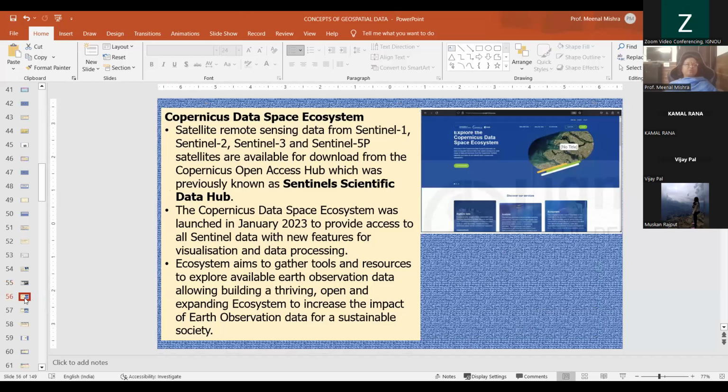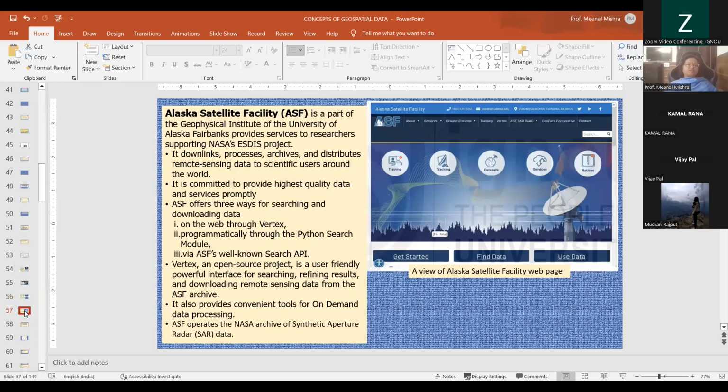Next one is the Copernicus Data Space Ecosystem. Satellite remote sensing data from Sentinel 1, 2, 3, 5P are all available. They can be downloaded from the Copernicus Open Access Hub. Previously, it was known as the Sentinel Scientific Data Hub, and the new one was launched in January 23. So this is also one site from where you can get the data.